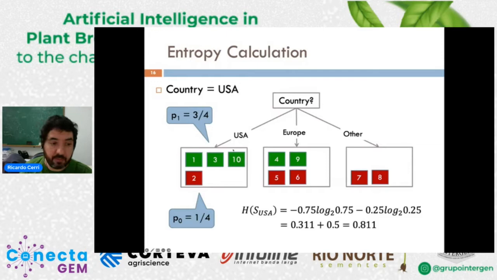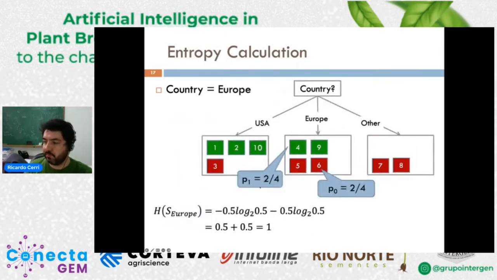For the subset resulting from the feature country being equal to USA, the calculation is going to be like this. The entropy is minus 3 divided by 4, log 2 of 3 divided by 4, minus 1 divided by 4, log 2 of 1 divided by 4. The resulting calculation is going to be this value. And we are going to perform this calculation for all the subsets. So for this subset, I put the positive and negative instances in the formula and get the entropy. Look, the entropy for this subset is the highest possible entropy.